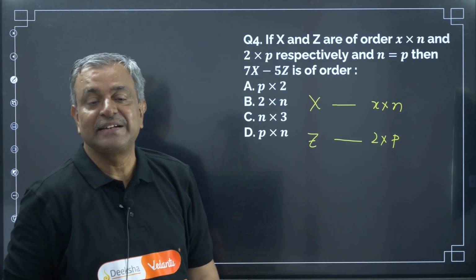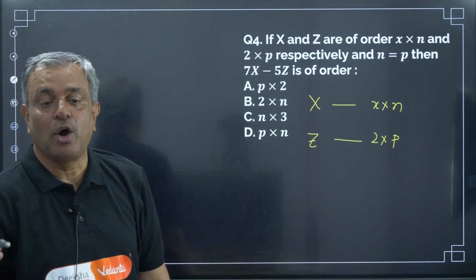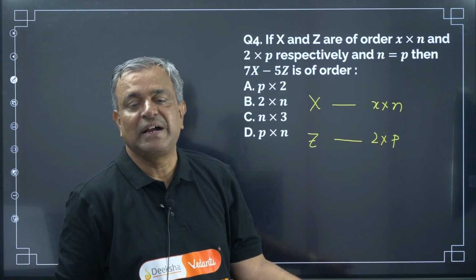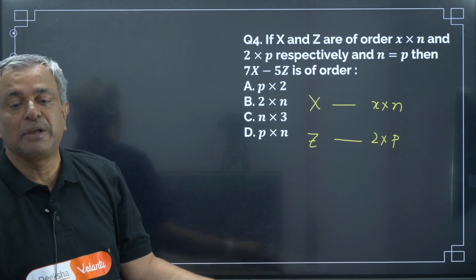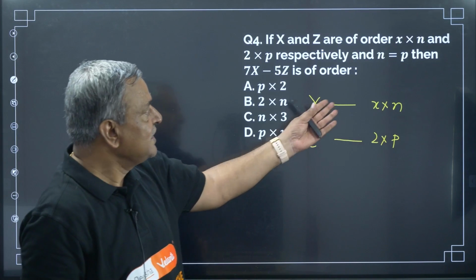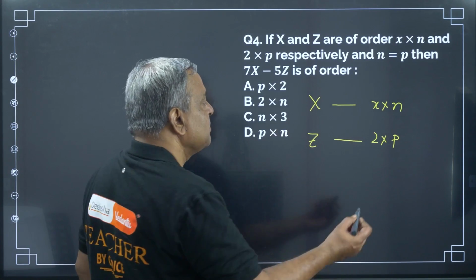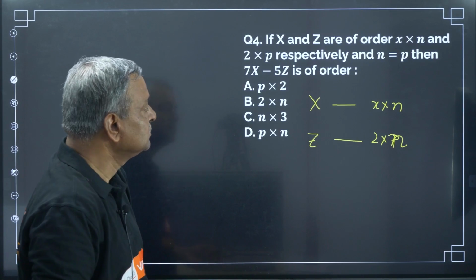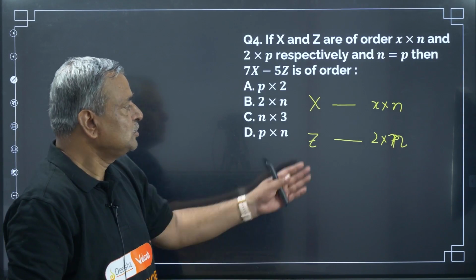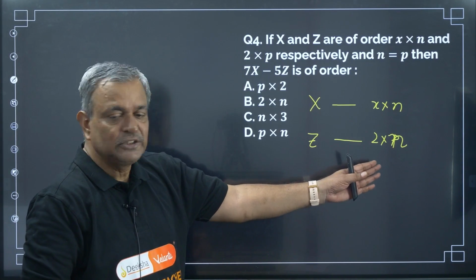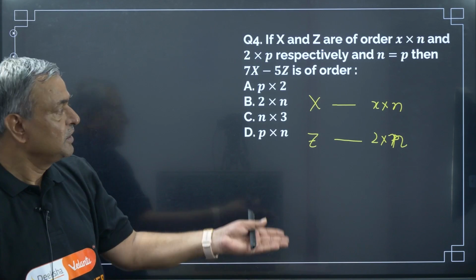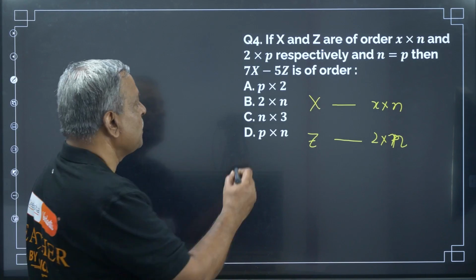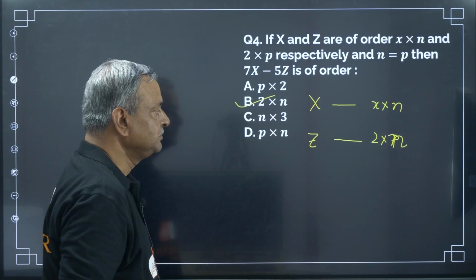You can add and subtract when their orders are same. If the order is not same, you can't add and subtract. That is the simple concept used here. And n equal to p means this is equal to n. Clear? So x into n and 2 into n. What will be the output? When you are subtracting two matrices, obviously option B, 2 into n, will be correct.